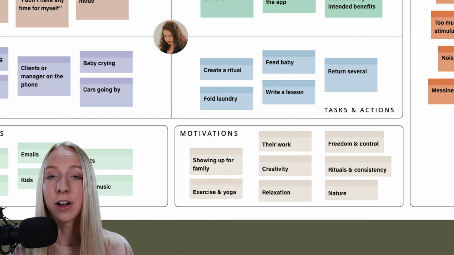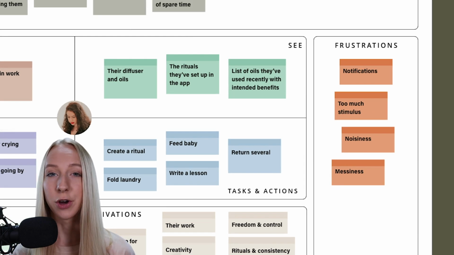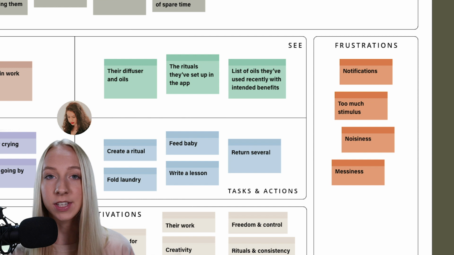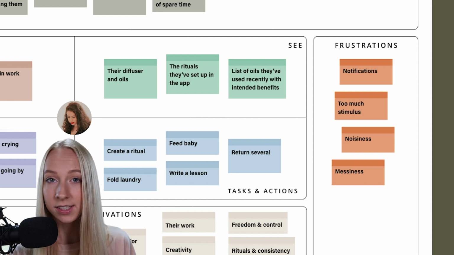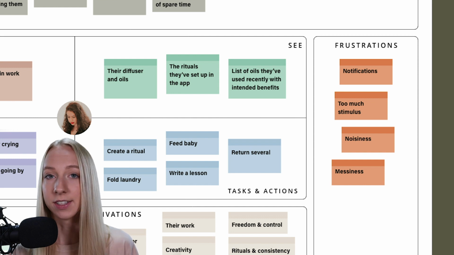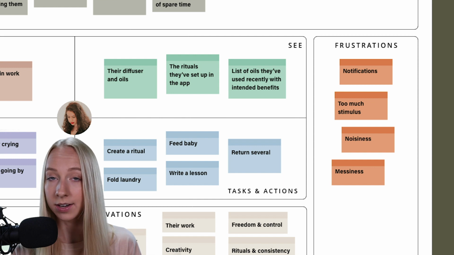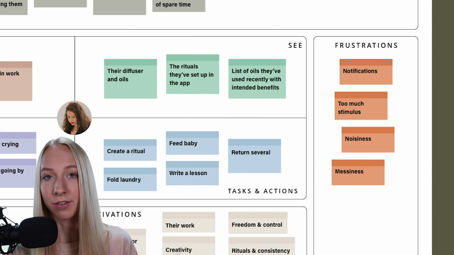And lastly, we're going to talk about the column all the way to the right, which is frustrations. So in talking to people through these interviews, I noticed a lot of common frustrations that people mentioned. And those were notifications, too much stimulus, noisiness, and messiness. So as you can see, not all of these things are things that I can control within the app experience. Some of them are happening outside of the product, but some of them I can control, and it's really important to keep all of them in mind whenever I'm designing.